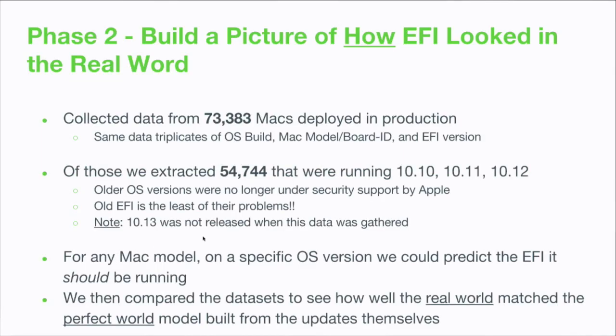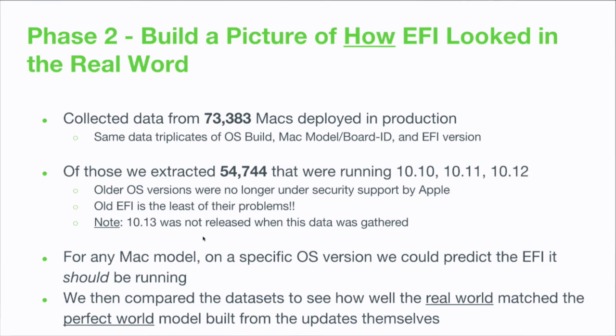The second phase, now we are looking into analyzing data from the real-world system. That first phase was just looking at what Apple had released. The second phase is looking at what's out there. So, through friends of Pepijn, we managed to get data from over 73,000 systems.